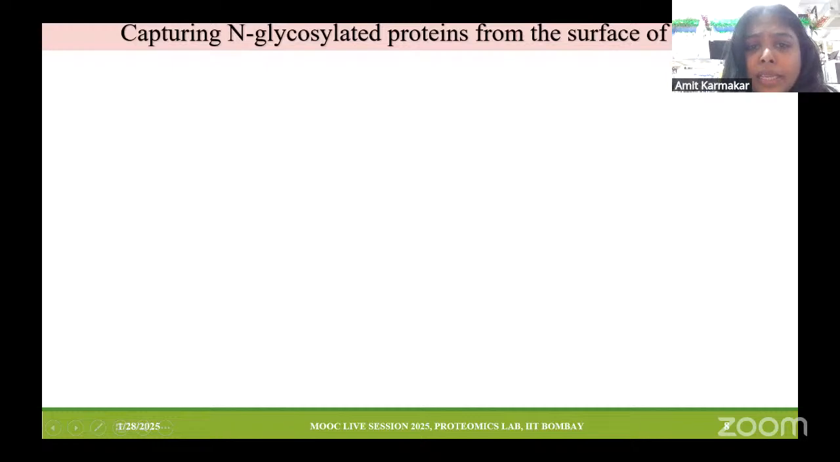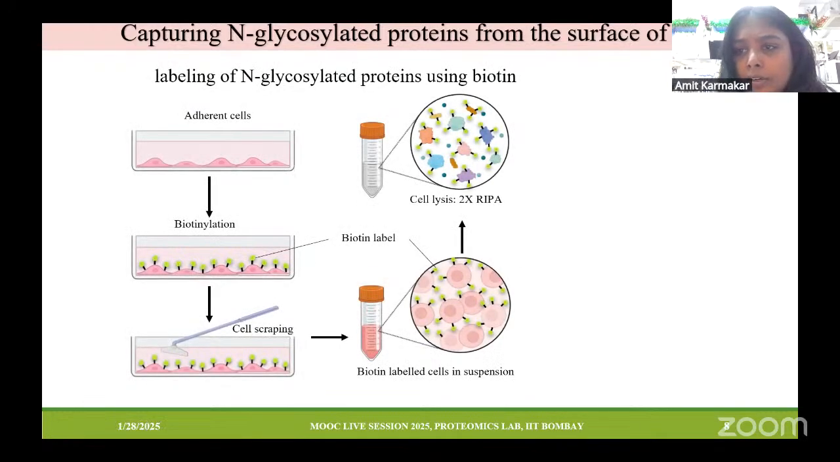So now, capturing the N-glycosylated proteins from the surface of the cells, how do we do that? For example, we start with the adherent cell, and then we biotinylate the N-glycosylated proteins, which are more than 80% of the surface proteins. So the carbohydrate moieties are biotinylated. All of the proteins on the surface of a cell are tagged by this biotin, right? Then we lyse the cell.